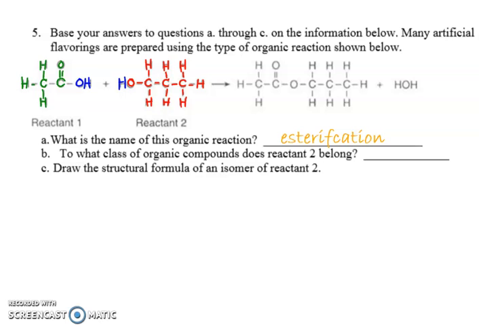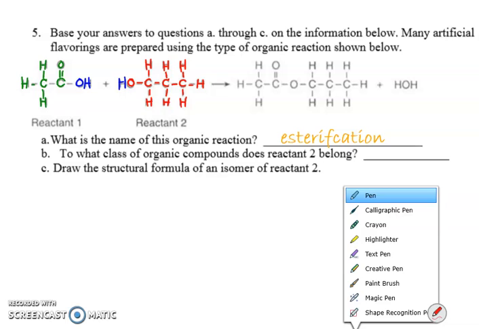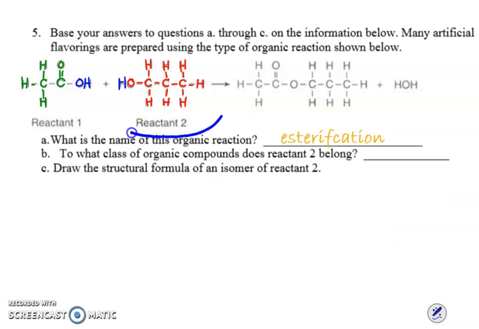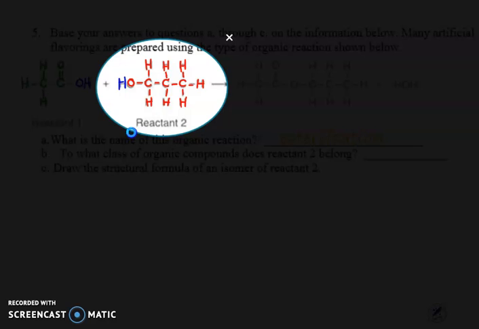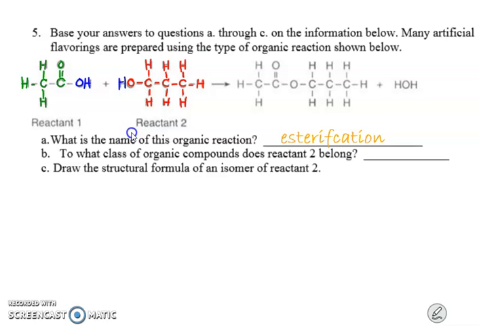Question B says to which class of organic compounds does reactant 2 belong? You have to be careful that you're looking for reactant 2. Reactant 2 is this one here. If you look at it, it only has an OH on it. So any compound that has an OH is called an alcohol.